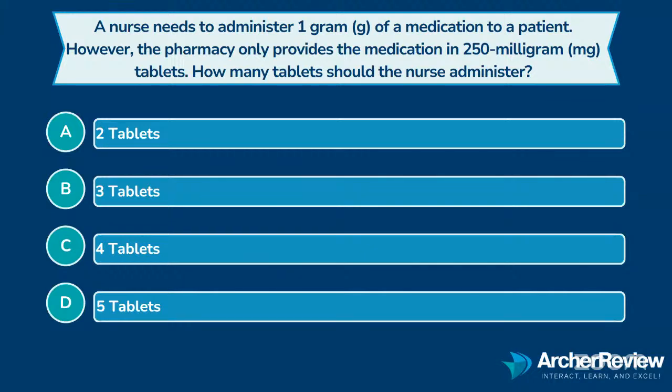A nurse needs to administer 1 gram of medication to a patient. However, the pharmacy only provides the medication in 250 milligram tablets. How many tablets should the nurse administer? A, 2. B, 3. C, 4. D, 5.